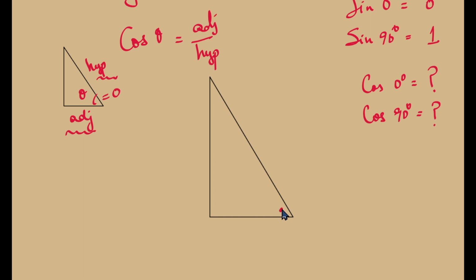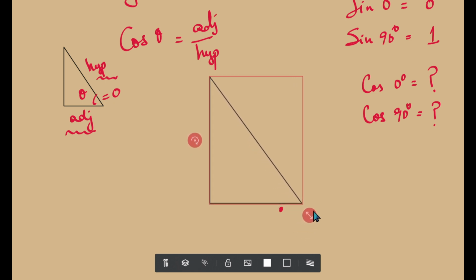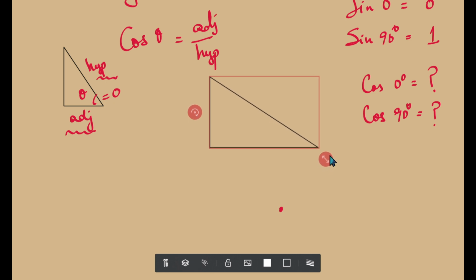So let us assume that this is angle theta, and now we are going to make theta go towards 0 degrees. We are going to decrease this angle and make it 0 in order to find what is the length of the adjacent and what is the length of the hypotenuse. So let me start reducing. See, as it reduces, what is happening to the adjacent and the hypotenuse?